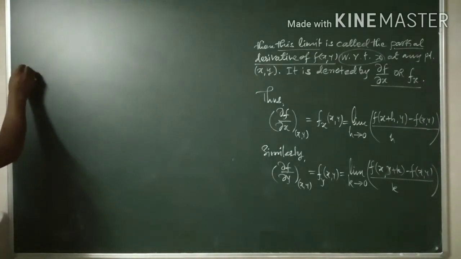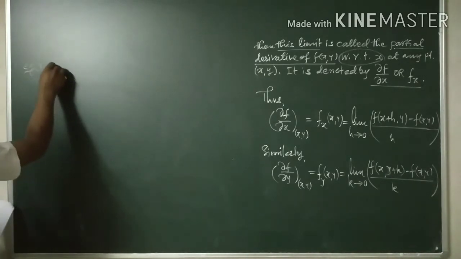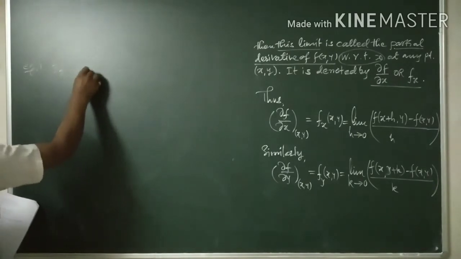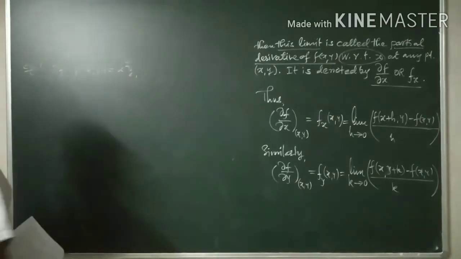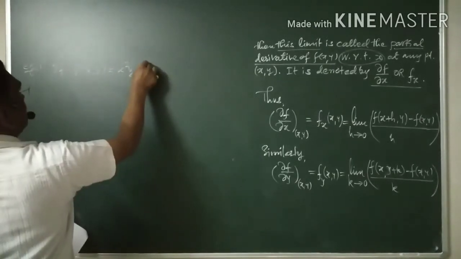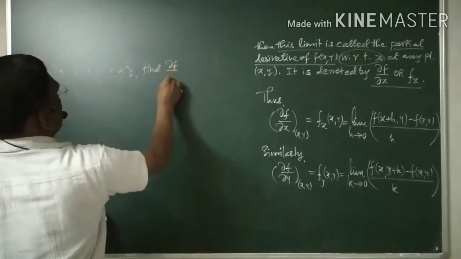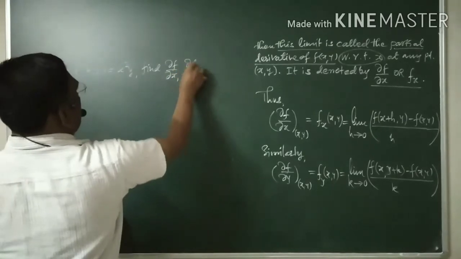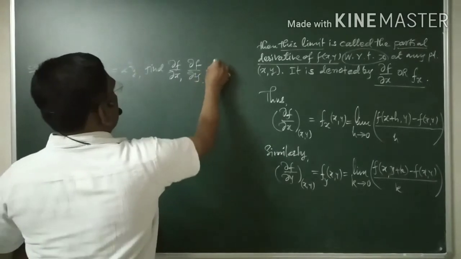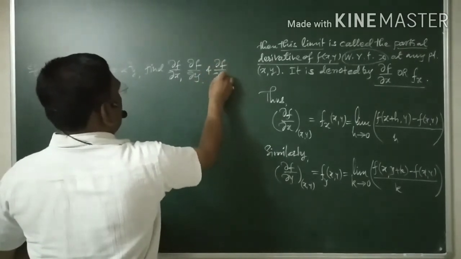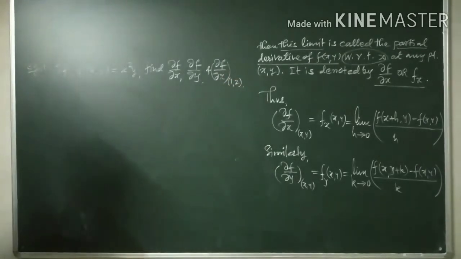Well, let us have an example. First example: say f of x comma y is equal to x square y. A simple example. Let us consider x square y, and then find del f by del x, del f by del y, and del f by del x at the point 1, 2. Let us have this problem.